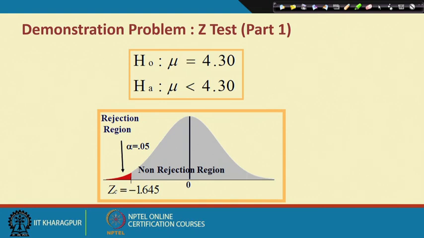Let us say mu equal to 4.30, and the counterpart will be mu less than 4.30. Again we will go by a one-tail test here, because the alternative hypothesis is fixed at mu less than 4.30. So, if you put alpha equal to 0.05, then the z critical will be minus 1.645. That means, again you go to this probability structure, and corresponding to 0.05 you will find z critical is minus 1.645.